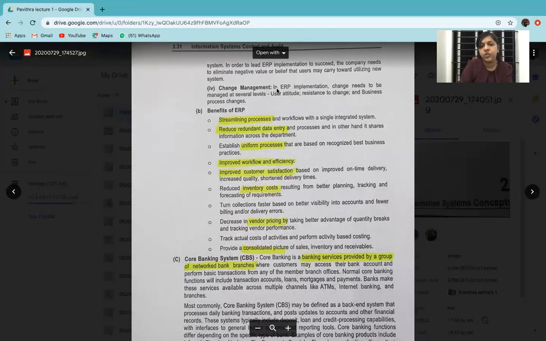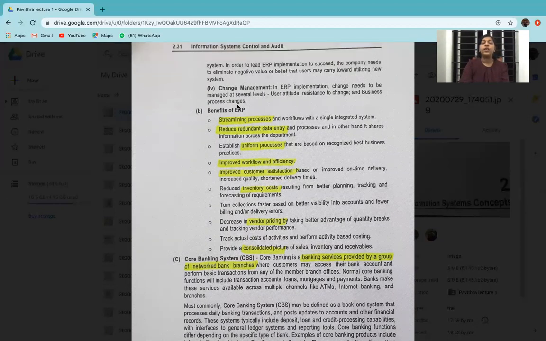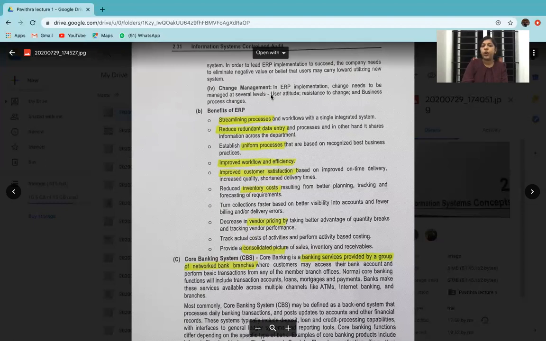And then change management. For ERP implementation, change needs to be managed at several levels: user attitude, resistance to change, and business process changes. Whenever there's something new, the users are going to say, oh no, this is different, old is better, and resist the change. They may want to go back to the old one again. And above all, the business process by itself is going to be changing, so it should be managed.